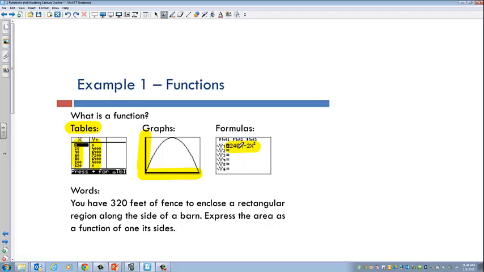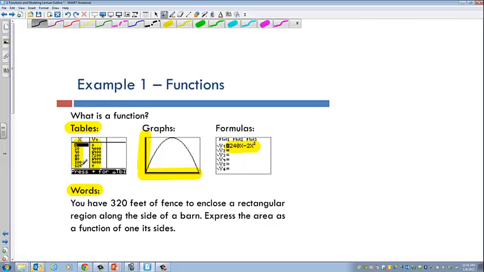So here's the formula: 240x minus 2x squared. The last way is thinking about a function in terms of words. And so here we have the statement: you have 320 feet of fence to enclose a rectangular region along the side of a barn. Express the area as a function of one of its sides. So these are four different ways of representing a function. There's sort of four different mediums to work in. They all represent the same thing.